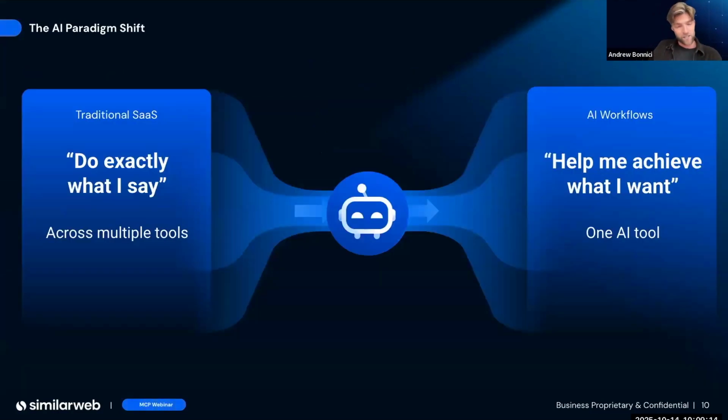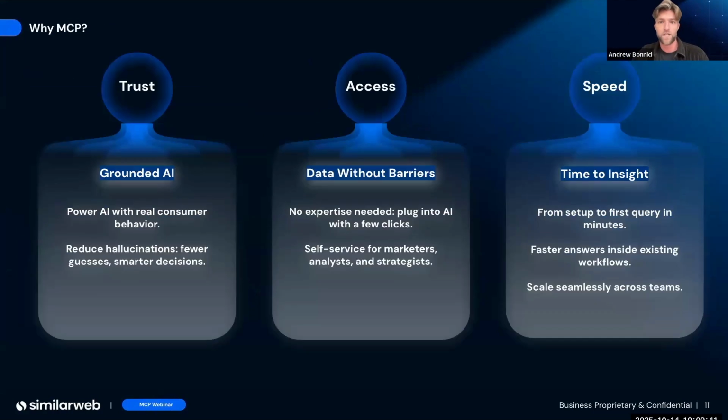Now, the existence and design of MCP is really indicative of a paradigm shift in the way users want to interact with data and tools. We're observing this kind of mindset shift from traditional SaaS, where you tell multiple tools in your stack exactly what you want them to do, to a future where AI helps you achieve what you want to accomplish in a singular workflow and interface. So again, what is it about MCP that makes it a catalyst for this paradigm shift? And why does it matter to you? Think of MCP as removing three of the big friction points in AI and more general digital intelligence workflows.